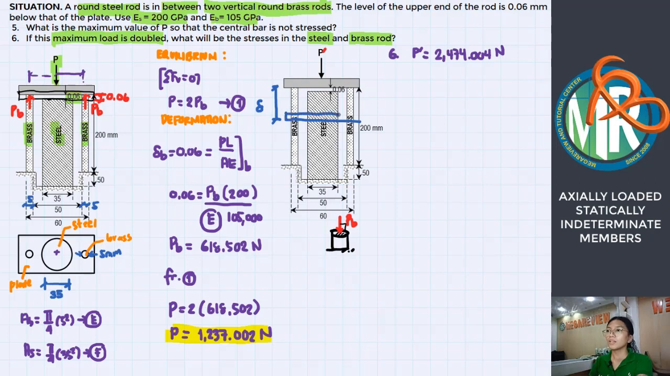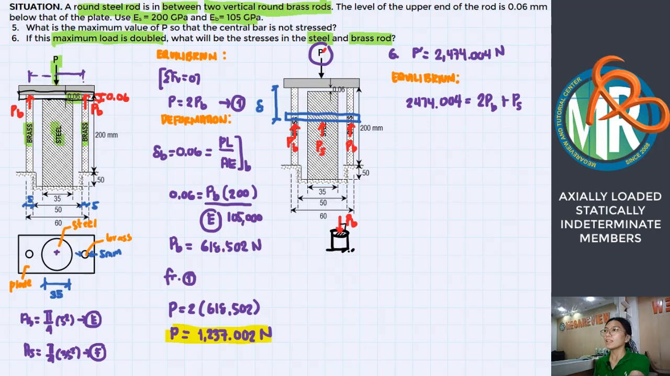So if this is the final positioning of our plate, tama? E di you have here 3 reactions. Dalawa, for the brass rod, may i-react din yan, tawagin ulit natin PB. And then, si steel rod din, may reaction na yan. And using the equations of equilibrium, pwede nating sabihin that our force P prime, which equals 2,474.004, is nilalabanan ng dalawang brass rod and isang steel rod. So, 2 unknowns, so we need again 2 equations.